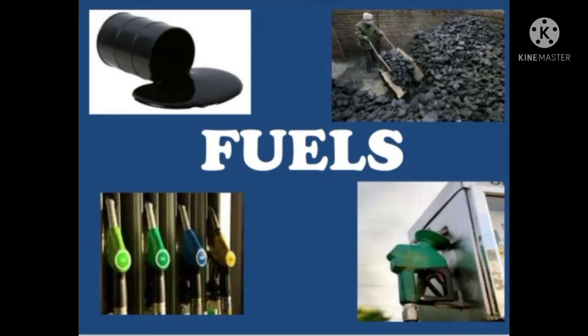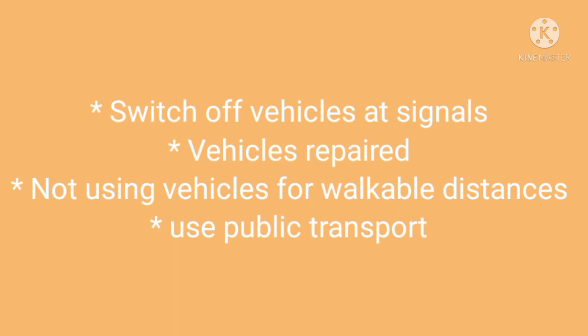Here are some ways we can save fuels, children. We can save fuels by switching off the vehicles at signals. Then we can get our vehicles repaired regularly. Then not using vehicles for walkable distances, we can walk and go. Then the fuel will not be wasted. Then using public transport like the bus. By taking these small measures, we can save a lot of fuel every day, children.